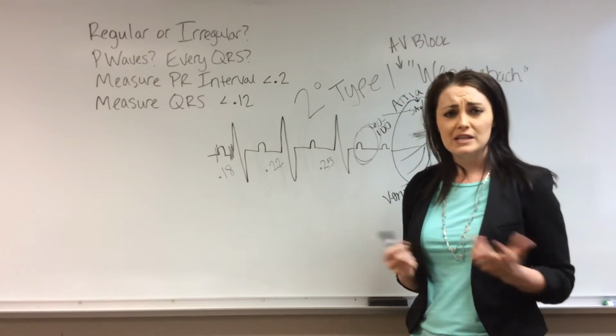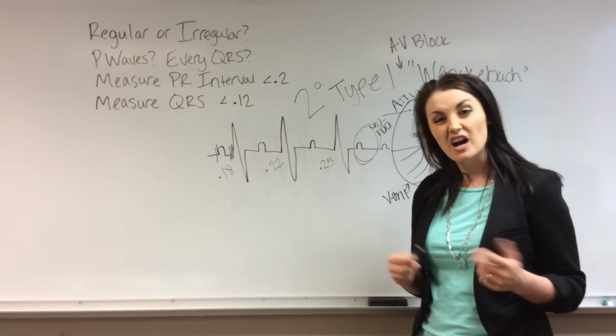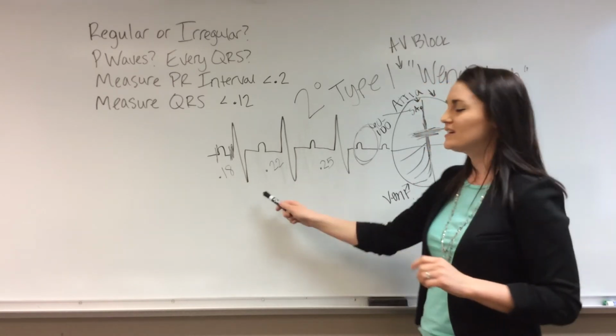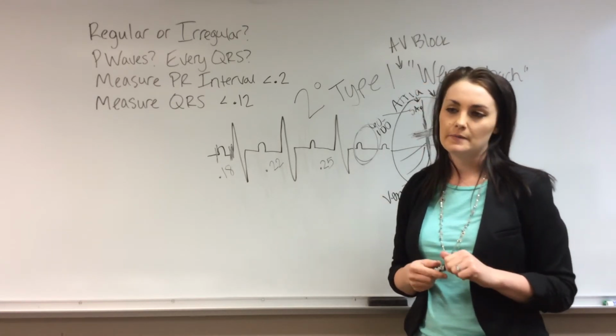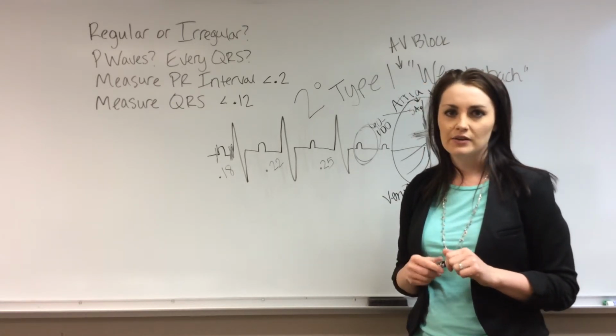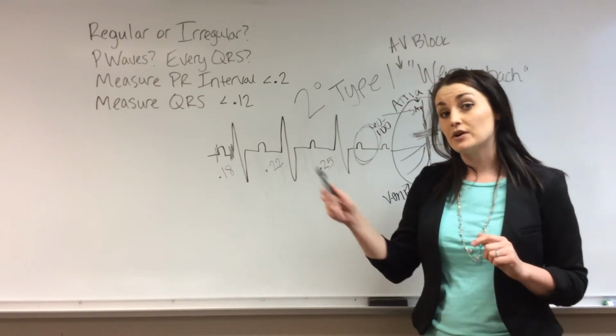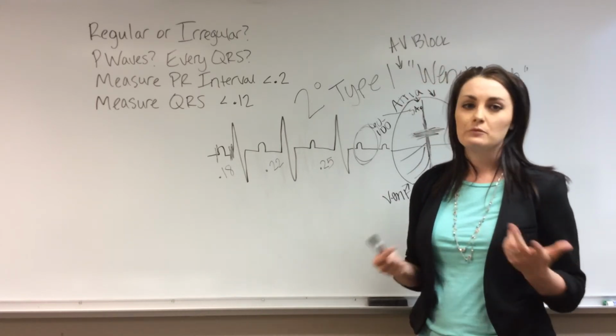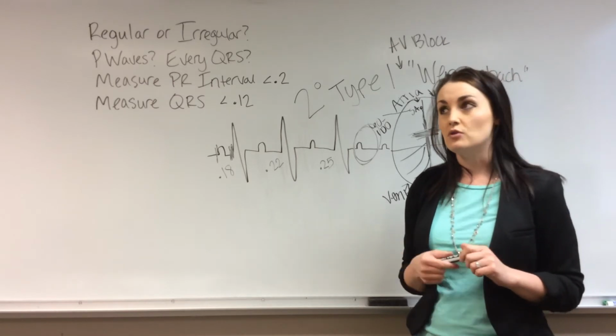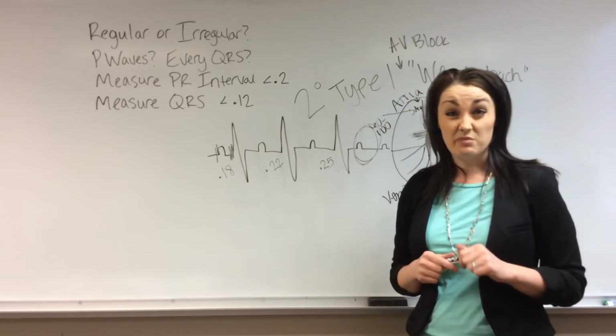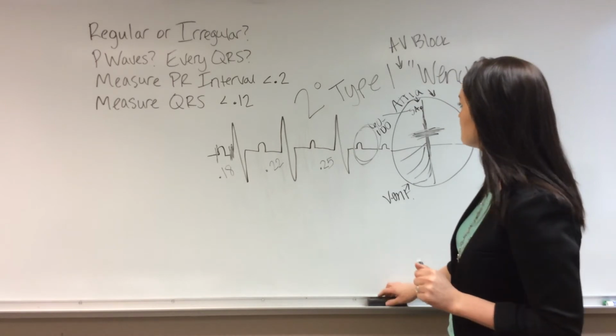With this one, we really just monitor. We assess their tolerance. We watch what their ventricular rate is, and if they're tolerating it, we really just watch. It can be a warning sign that it can progress to something more serious, like a second degree type 2 or a third degree AV block. So we do watch that.